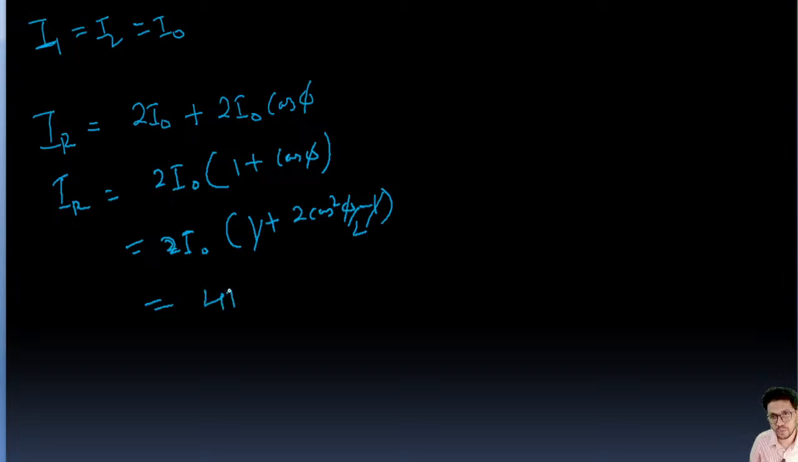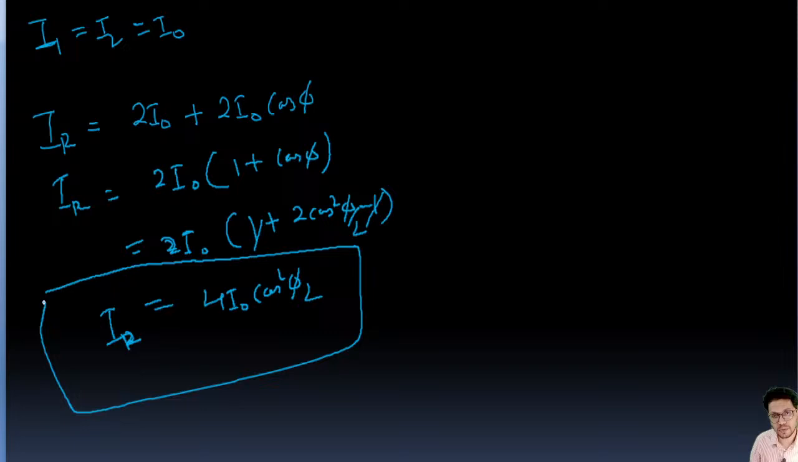So this is going to be 4 I0 cos square phi by 2. IR equal to, if amplitude and intensity of waves are same, a very important one, IR equal to 4 I0. I will solve questions using this formula. So IR equal to 4 I0 cos square phi by 2. Very important formula, this one.